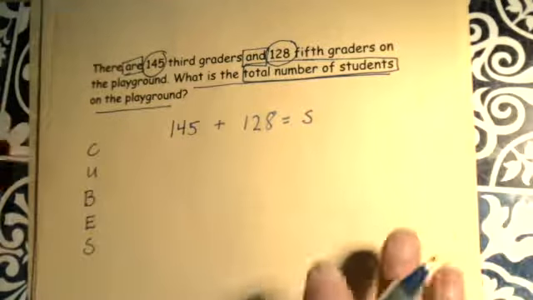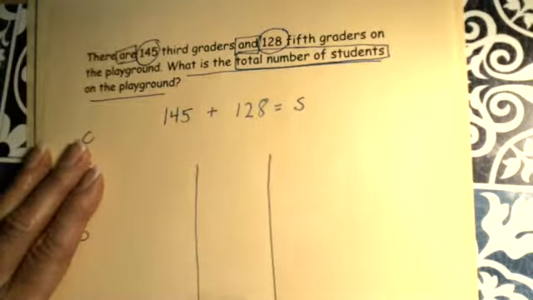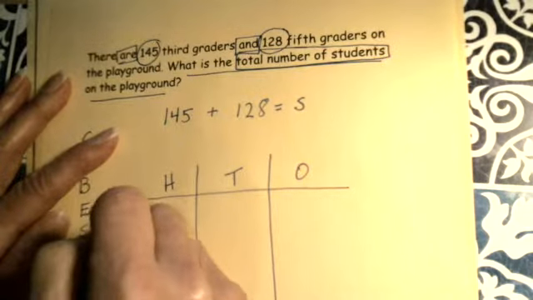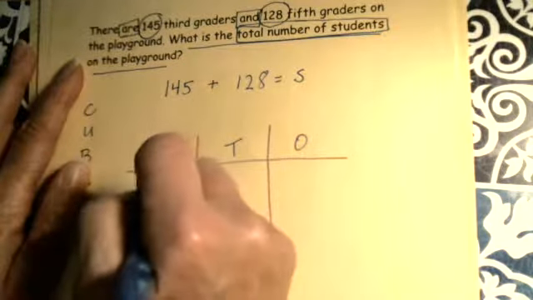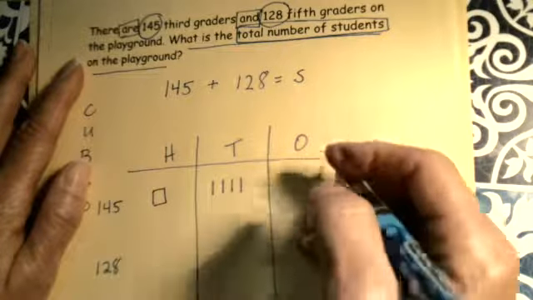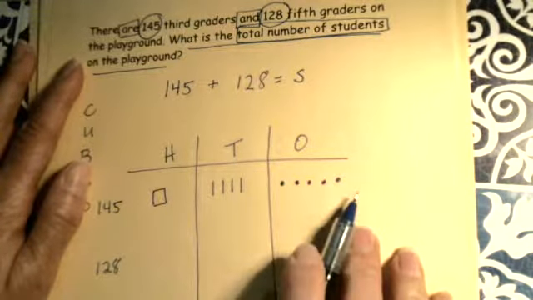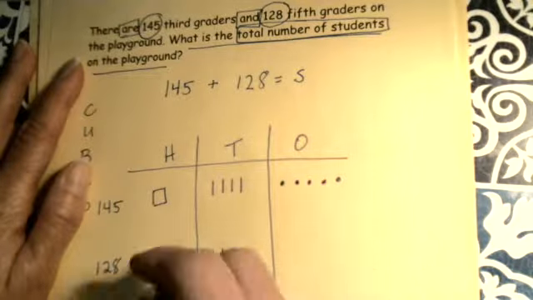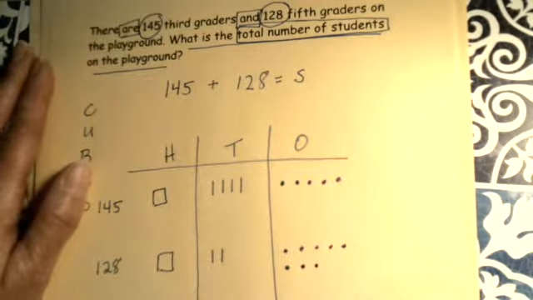So I'm going to show you a couple different ways to add numbers, a couple different strategies. I always start with the place value chart. Alright, so I'm going to put my 145 and my 128. So for the hundreds, I have 100 black, and for the tens, I draw 4 lines. For the ones, 1, 2, 3, 4, 5. So that's 145. For 128, I have 100 black, 1, 2 tens, and 1, 2, 3, 4, 5, 6, 7, 8. Okay, so I am adding these.